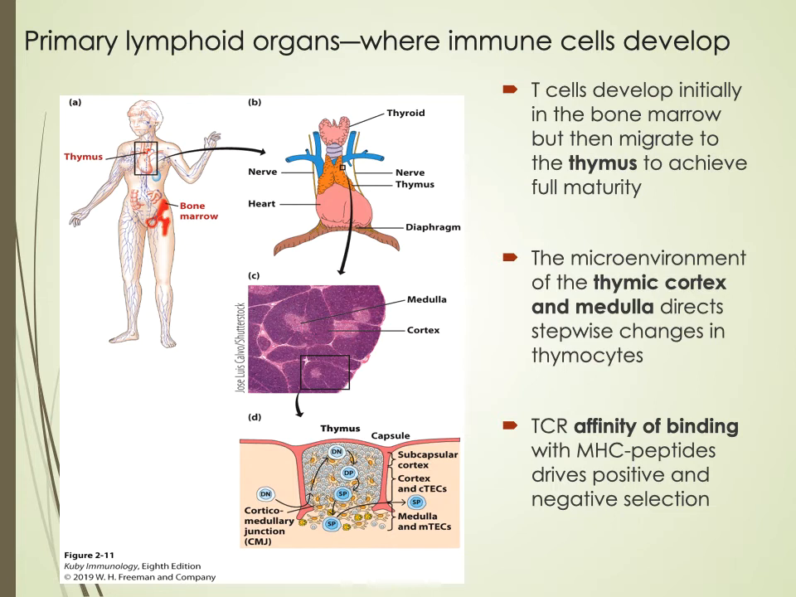During this process, there's both positive and negative selection occurring, and I don't want to go into that right now because we will talk about that later on in the semester. But you can just notice that blue cell changes from being double negative to double positive to single positive. And so we'll talk more about how that process occurs.